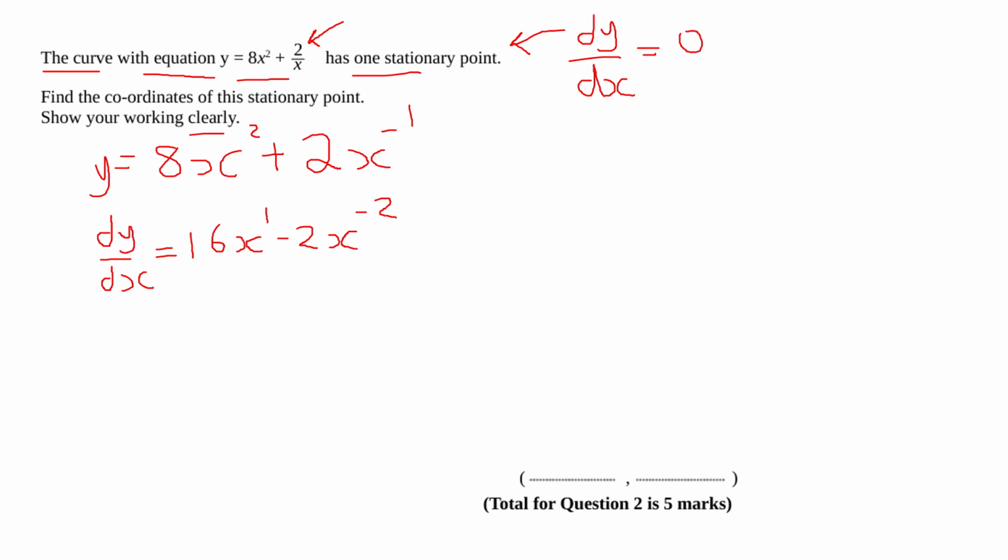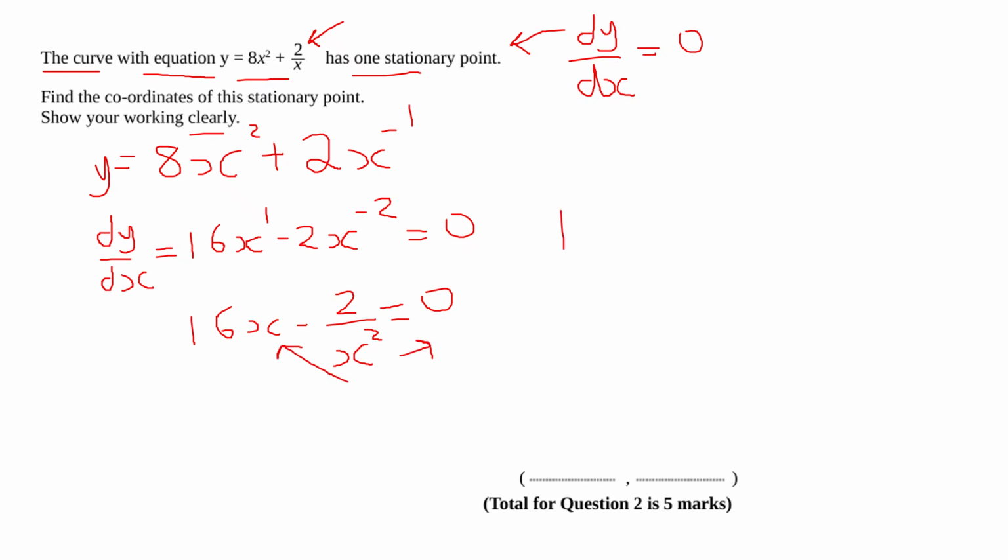Okay, what next? Well, I'm going to set this equal to 0. I'm going to write it as 16x minus 2 over x squared is equal to 0. Okay, what next? Well, I'm going to solve the equation for x, and I'm going to multiply up by x squared on both sides.